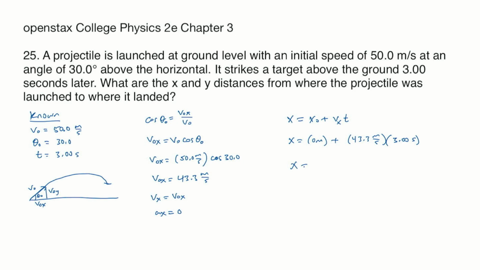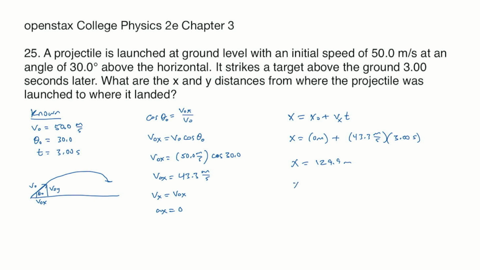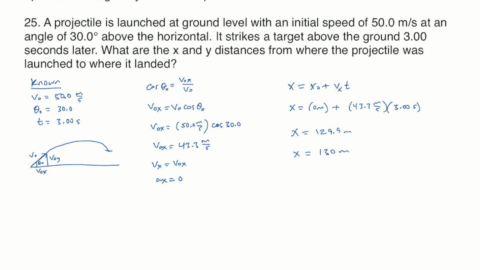Okay, and so X ends up being 129.9 meters. So to 3 sig figs, this is 130 meters. And we will put X is 1.30 times 10 squared meters. And that's to declare that we know we have 3 sig figs. All right, so that's the X. Now we need to find the Y.